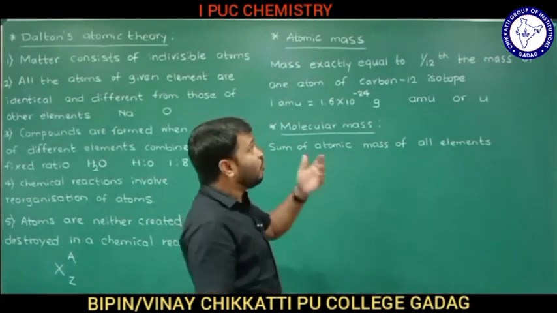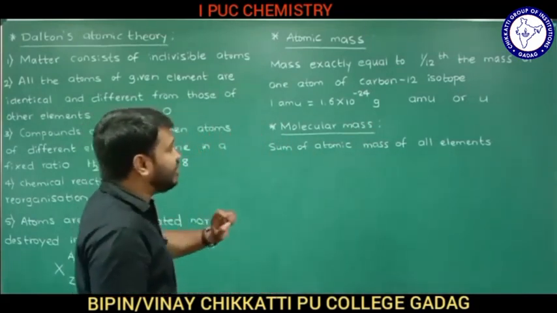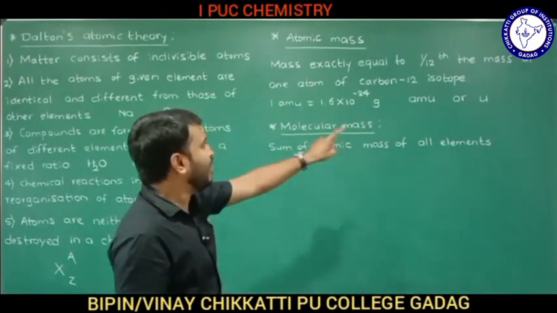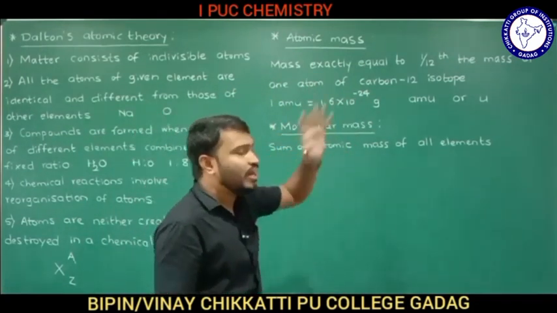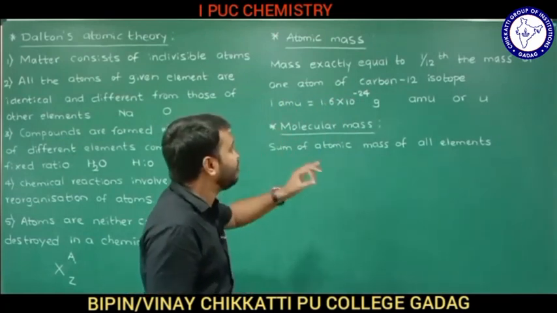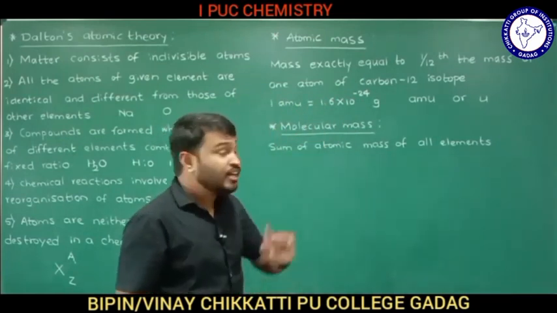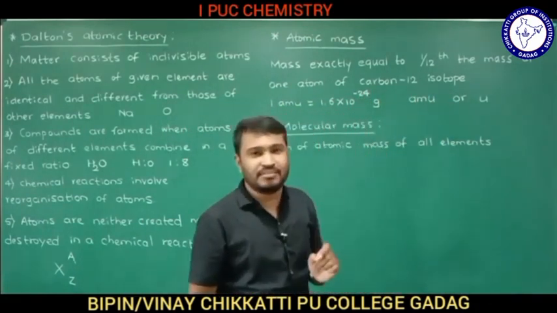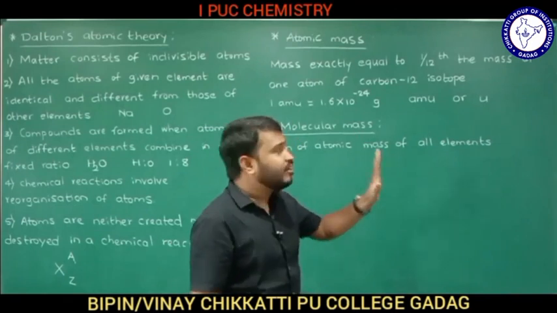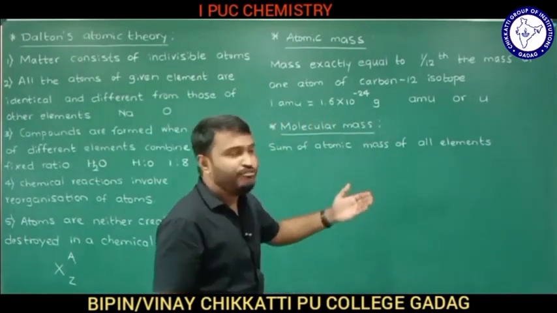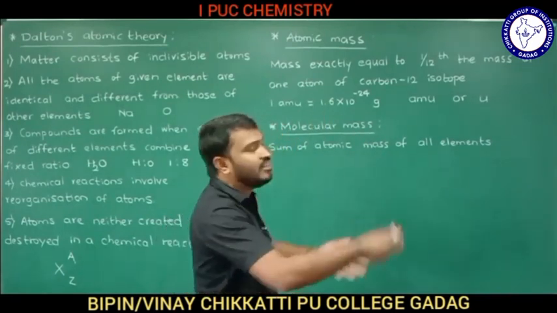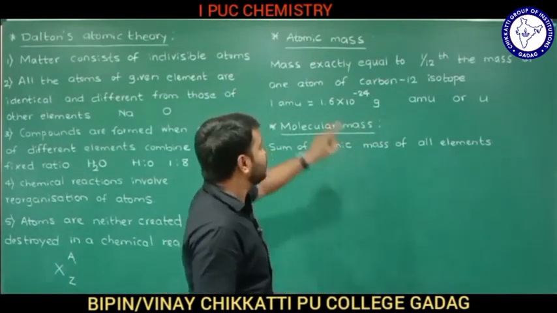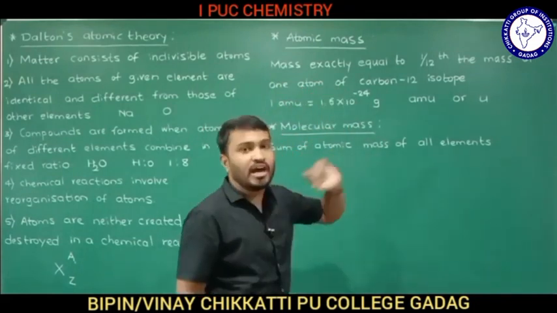Now we'll see what actually is the meaning of atomic mass. The statement I have written: mass exactly equal to 1/12 the mass of one atom of carbon 12 isotope. That is the definition of atomic mass. Here I used the carbon 12 isotope, and I told you the reason: that is a standard, and keeping carbon 12 as a standard, we compare the masses of other elements or atoms here.